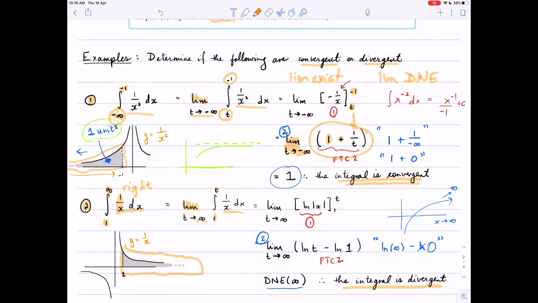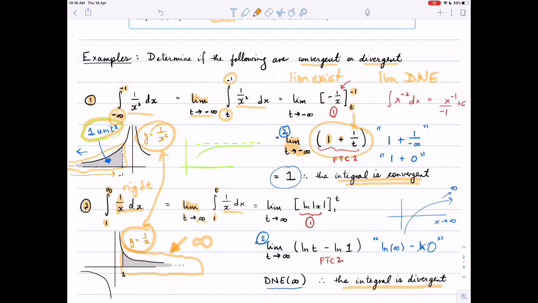So this area, the region here, actually accumulates and keeps on growing. There is an infinite amount of area as we go off to infinity, whereas up here there was only 1 unit as we approached 1 unit. So why the difference, right? These functions look fairly similar, and their graphs have similar shapes.